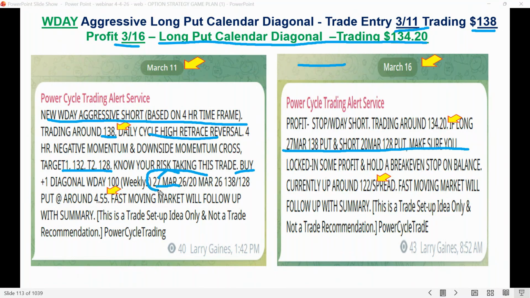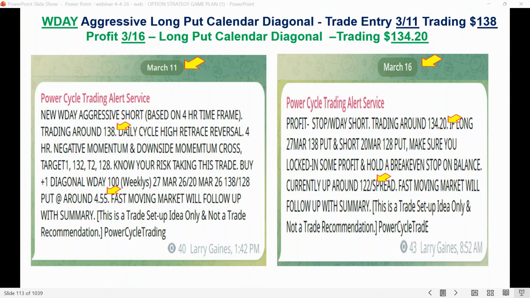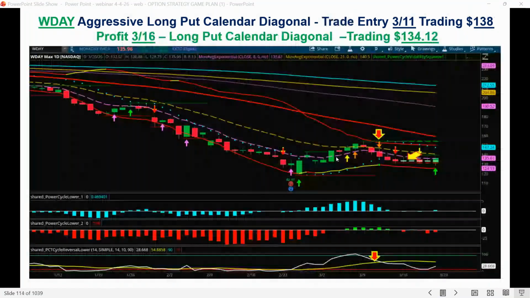I'm sorry, this was long the 27 March right here, short the 20 March right there. Okay. So then I said, make sure that you lock in some profit, hold a break even stop on the balance. It was up 122 bucks. And so this thing then started turning around. So we did get out, we had a profit take and then got out on our break even stop.